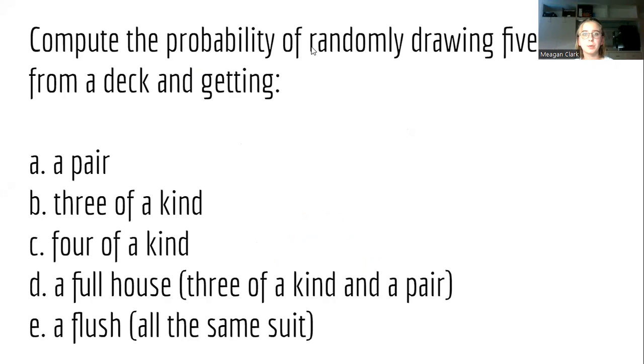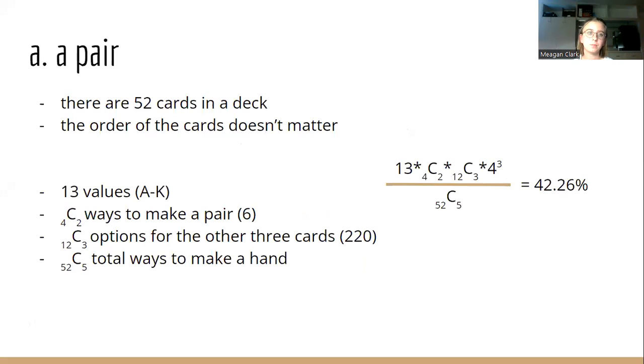The question for today is to compute the probability of randomly drawing 5 cards from a deck and getting a pair, 3 of a kind, 4 of a kind, a full house, which is 3 of a kind plus a pair, and then a flush, which is when all cards are the same suit.